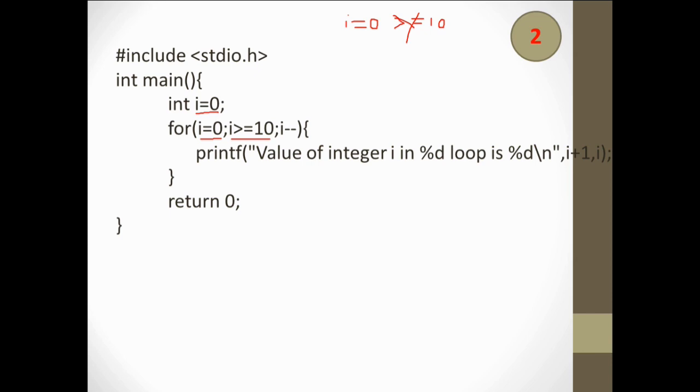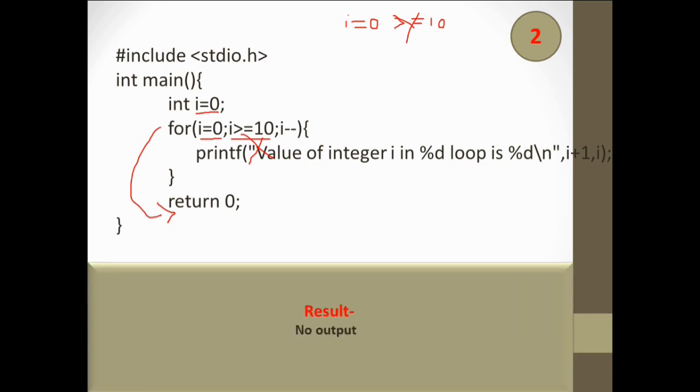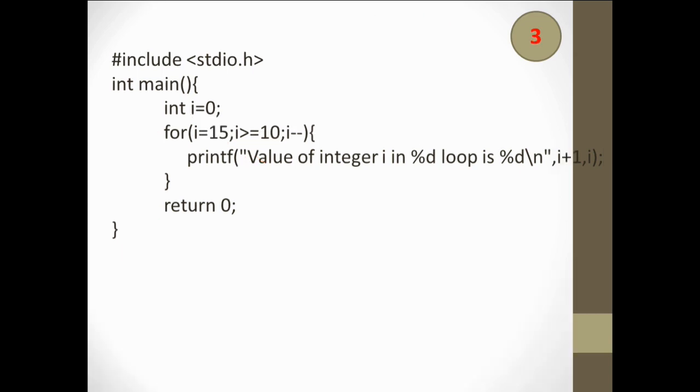So after that it will not go inside that for loop, and it will go outside this for loop and execute this statement. So in output you will get nothing. So the result for this program is no output, you will get nothing. Let's see the next, third question.